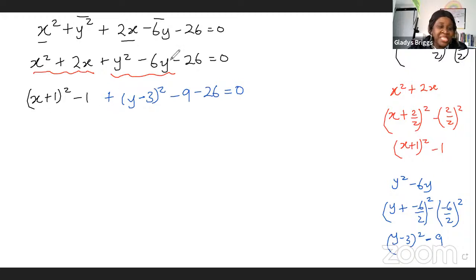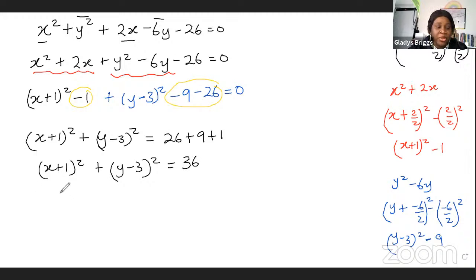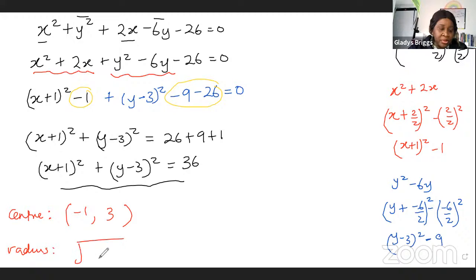Okay, and now we can take all the number terms to the other side and collect all the x squared terms. So we then have x plus 1 squared plus y minus 3 squared is equal to 26 plus 9 plus 1. Yeah, x plus 1 squared plus y minus 3 squared is equal to 36. When you get to this point, it's finished. You just have to write it now. The center is negative 1, comma 3, positive 3, okay? And the radius is the square root of 36, which is equal to 6. Okay?